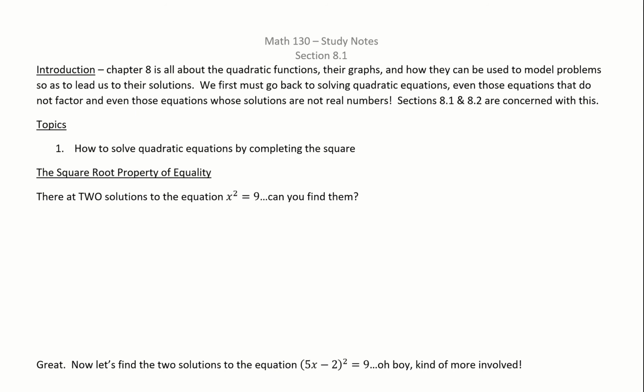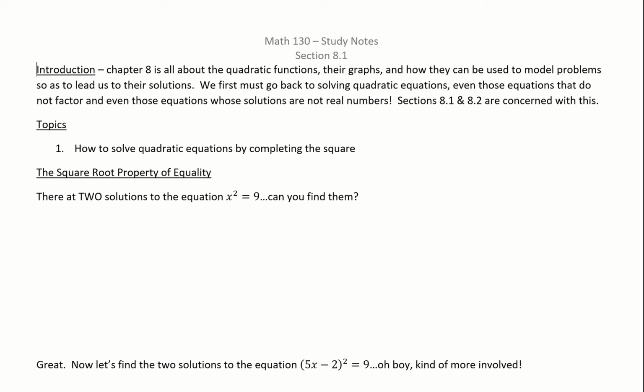All right, so let's start talking about Chapter 8, which is all about quadratic equations. And so we're going to go all the way through. We're going to talk about how to solve them, how to graph them, and how to use them to solve max-min problems. So let's begin.